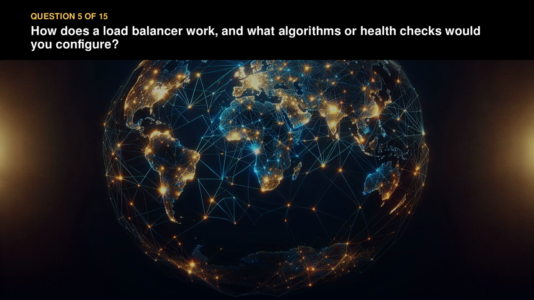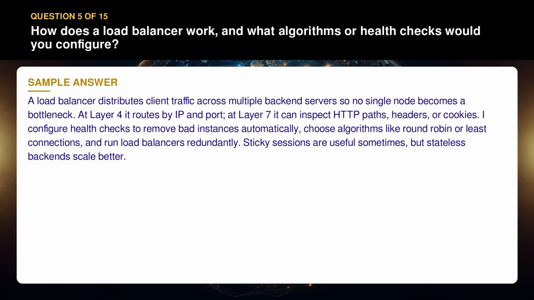Question 5. How does a load balancer work, and what algorithms or health checks would you configure? A load balancer distributes client traffic across multiple back-end servers, so no single node becomes a bottleneck. At layer 4, it routes by IP and port. At layer 7, it can inspect HTTP paths, headers, or cookies.